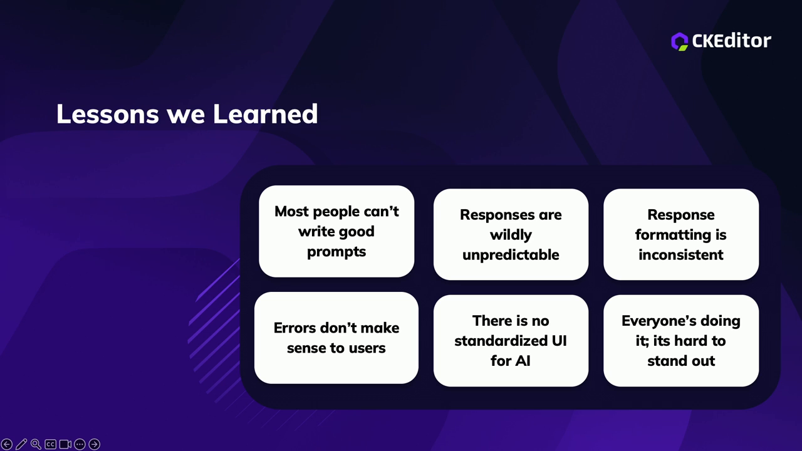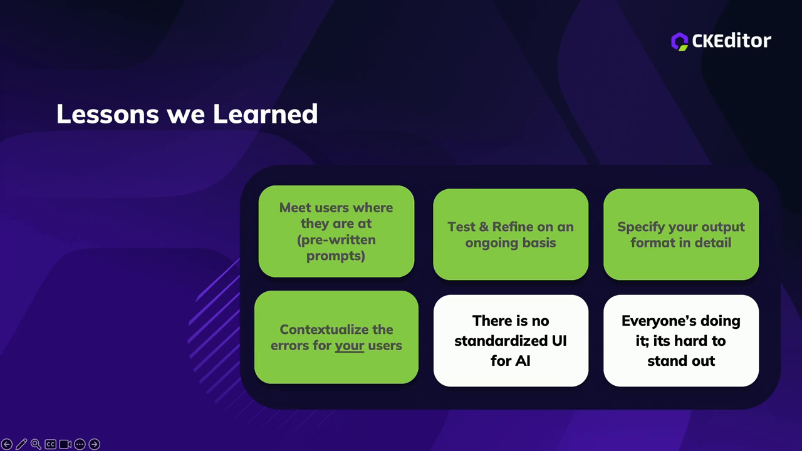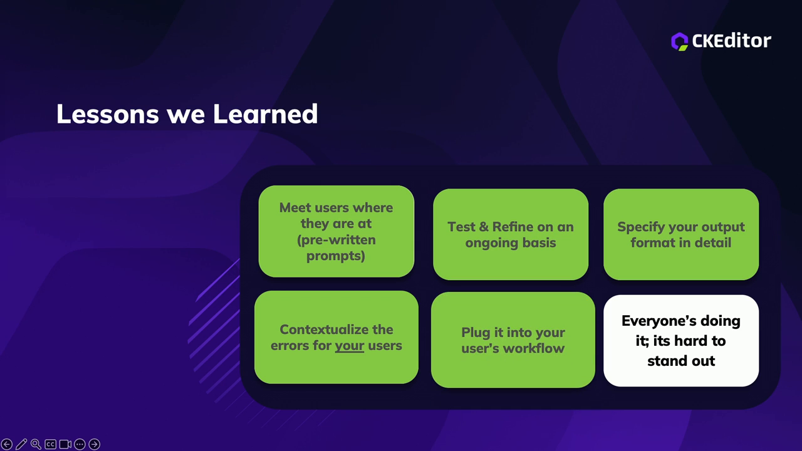So lessons learned. Well, for that, we said, hey, meet users where they're at. Pre-written prompts are the way to go. For responses being wildly unpredictable, we said, let's test and refine on an ongoing basis. That will really help your prompts. For response formatting being inconsistent, you need to specify your output format in detail. And then if errors don't make sense, contextualize the errors for your users so they make sense. If there's no standardized UI, learn to plug it into your user's workflow. Someone here mentioned it should not be something that stands out. Ideally, it should be something that they mindlessly integrate. And finally, everyone's doing it, it's hard to stand out. Well, add value to your user experience, right? Your users at the end of the day need to gain value out of this.